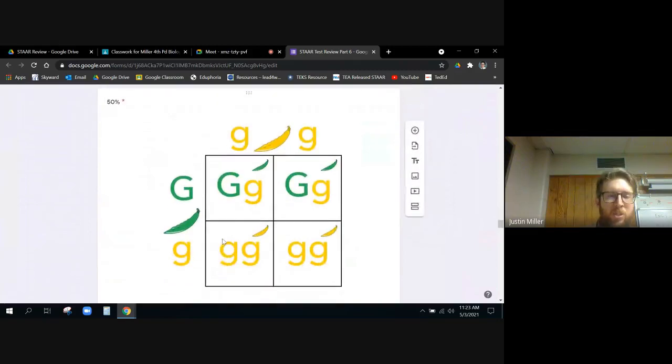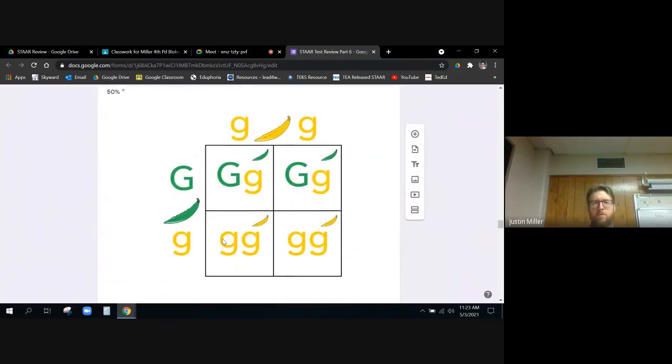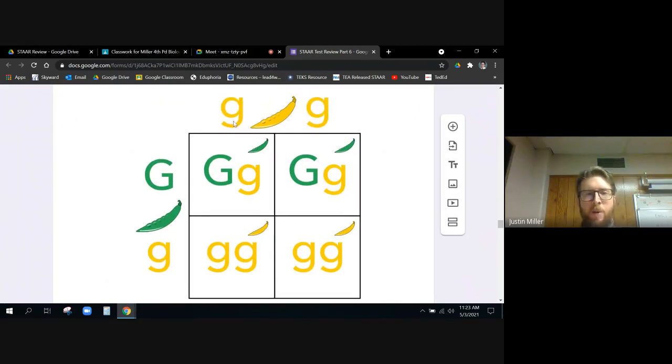All right, this one just says 50%. So I've got a Punnett square, a monohybrid cross, where we're just looking at one trait, either green or yellow. I've got a homozygous recessive parent. And what is this parent over here, big G, little g? Is that homorecessive, homodominant, or hetero?